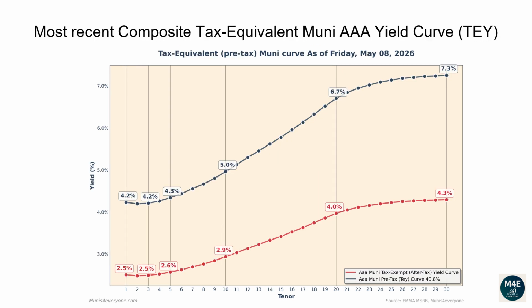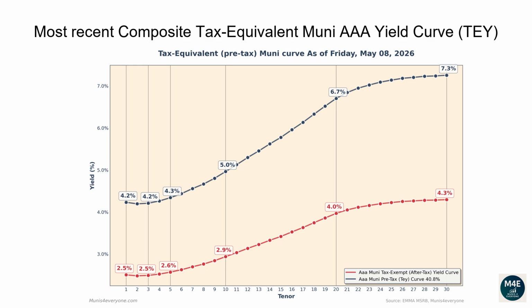Let's now go over the most recent composite tax-equivalent Muni AAA yield curve. The following graph shows, in red the tax-exempt after-tax Muni yield curve, versus in blue its tax-equivalent pre-tax version assuming a 40.8% top tax bracket, as of May 8, 2026.